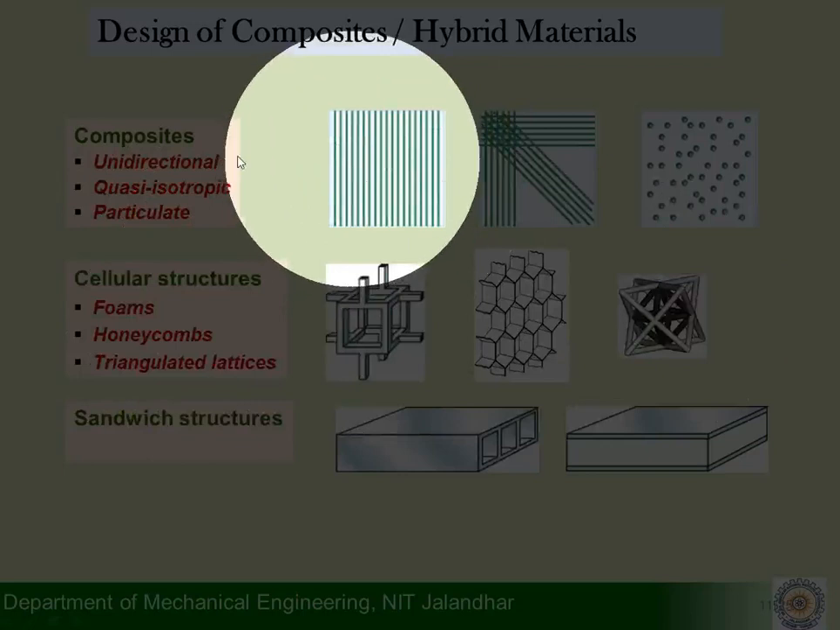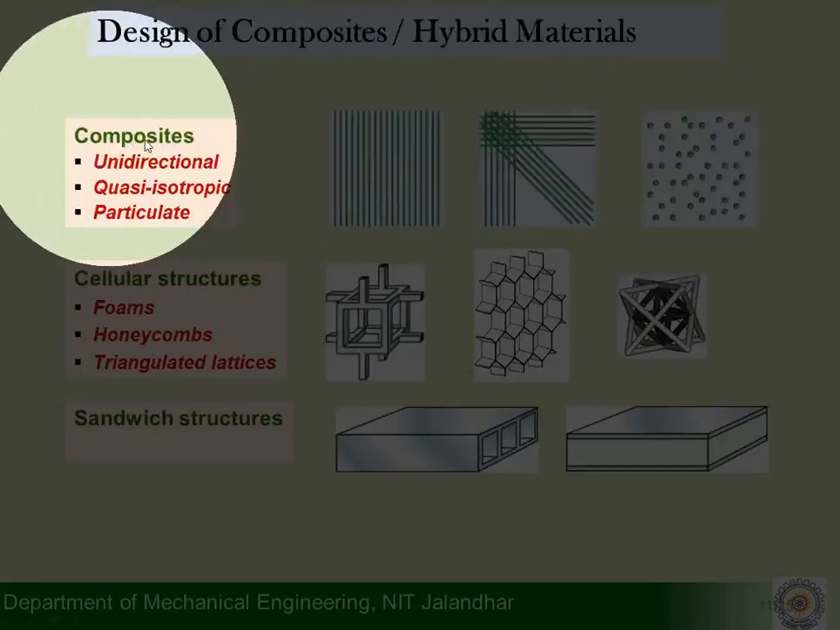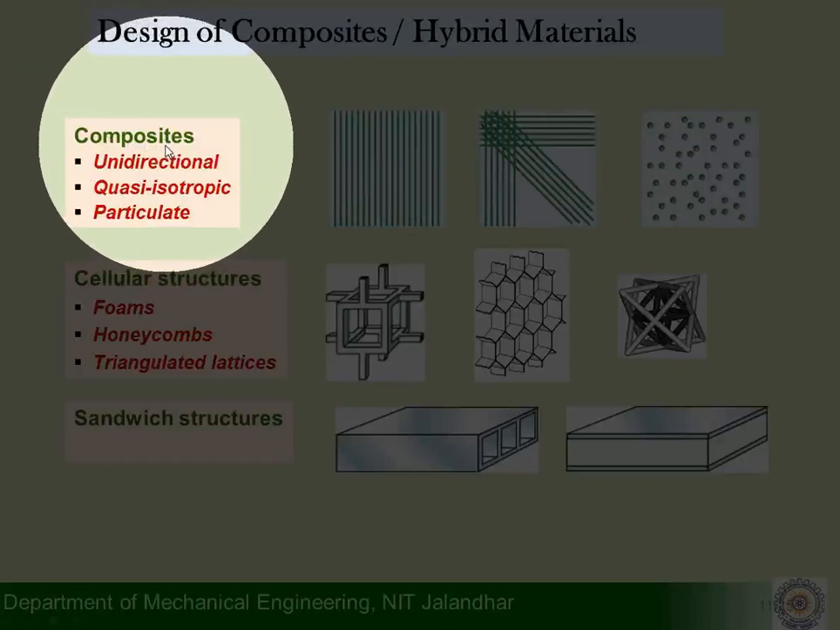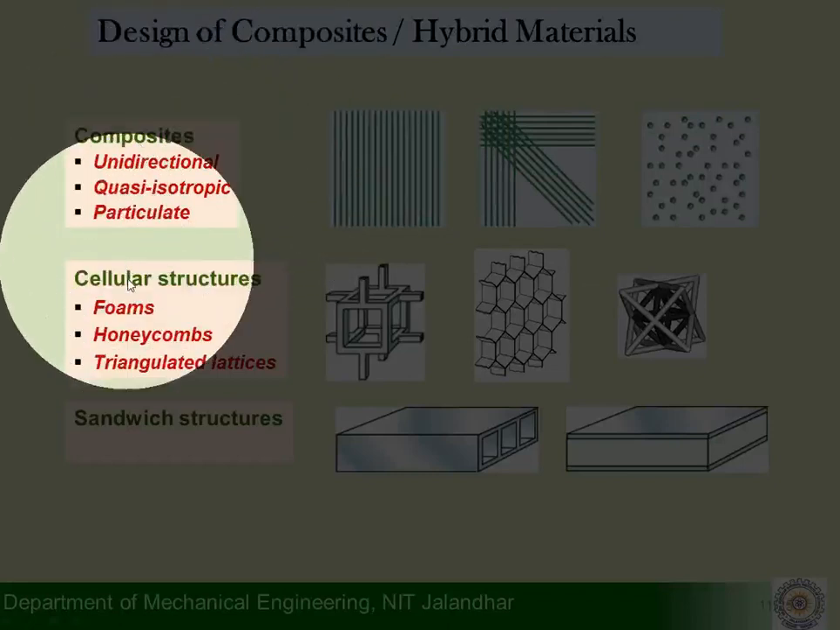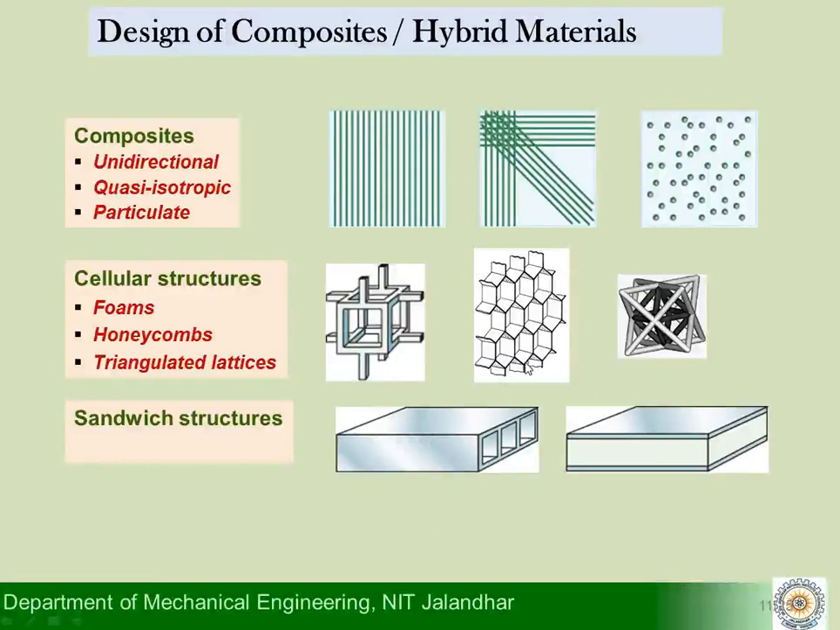So today, as I said, we'll only talk about the first category of hybrid materials and their design in detail, on composites, and that too specifically unidirectional composites. Later on, we'll go to cellular structure material design, and maybe then we'll go to sandwich structures also.